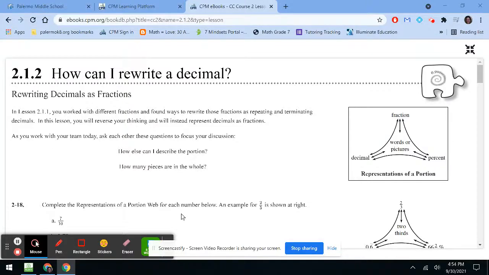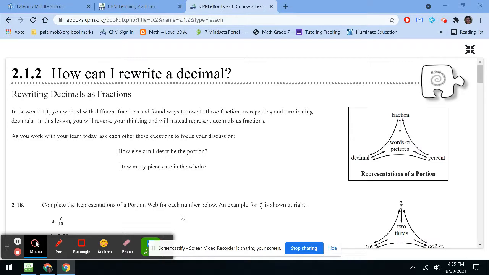All right, ladies and gentlemen, we're moving on to 2.1.2. How can I rewrite a decimal? In Lesson 2.1.1, we worked with different fractions and found ways to rewrite those fractions as repeating and terminating decimals. In this lesson, we're going to reverse our thinking and instead represent decimals as fractions.